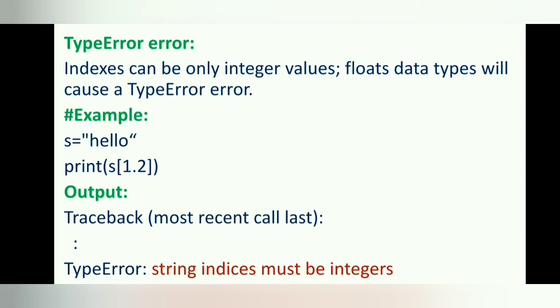Python will not return any error message if we use boolean values true or false, because the numeric value of true is 1 and false is 0. So by using boolean values we can access the first and second characters in a string.